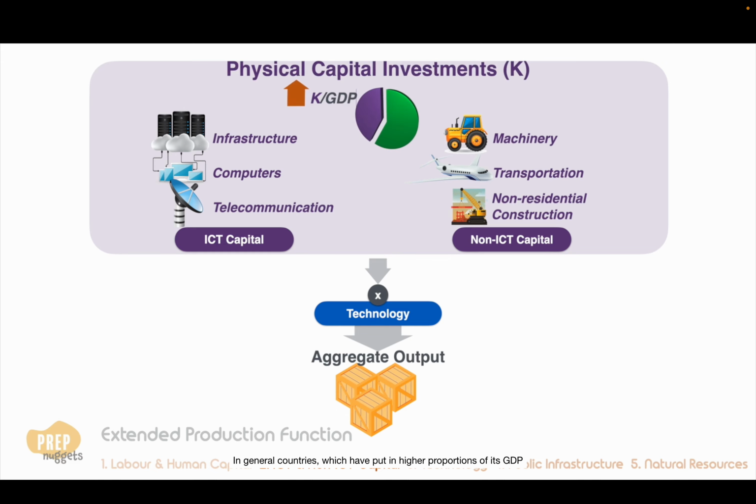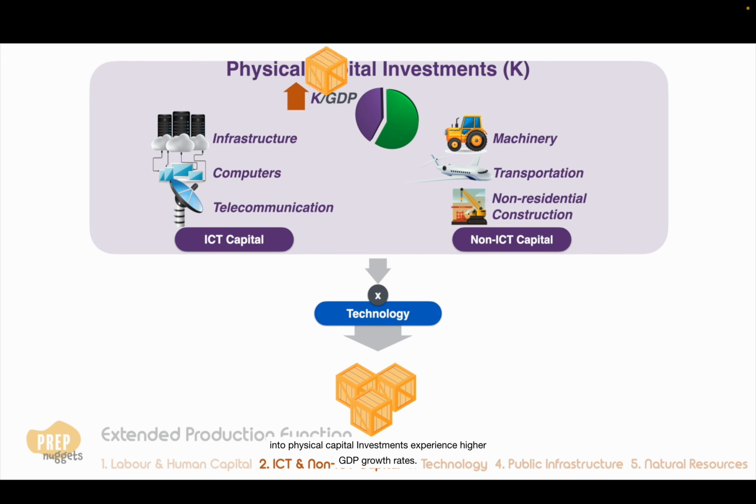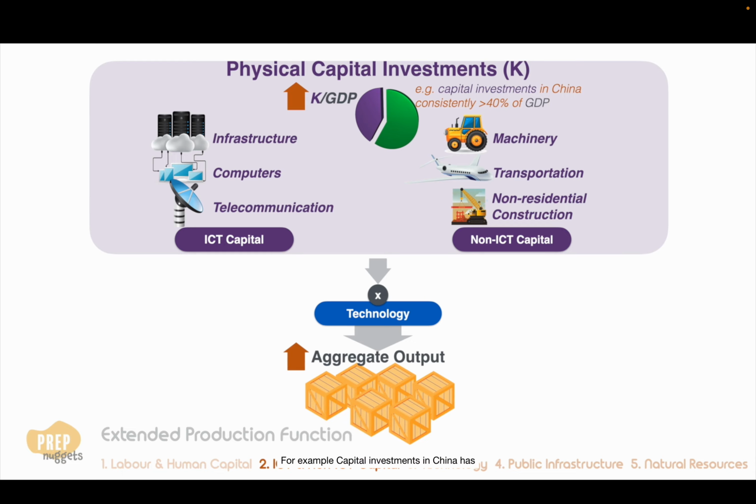In general, countries which have put in higher proportions of its GDP into physical capital investments experience higher GDP growth rates. For example, capital investments in China has been consistently more than 40% of its GDP in the past decade, much higher than the rest of the developed nations.